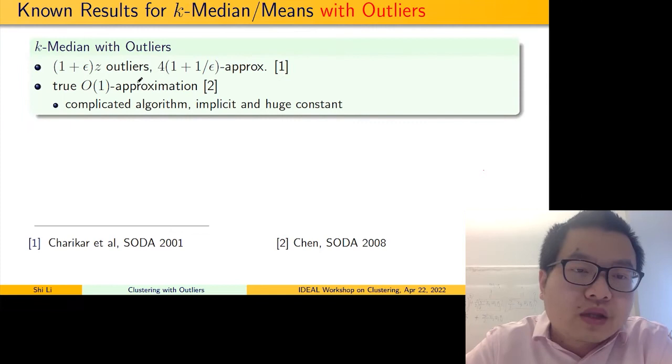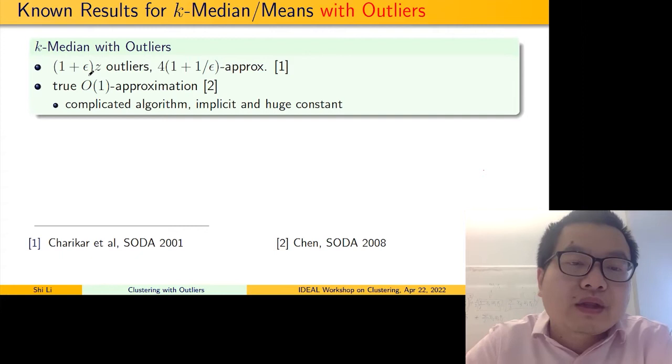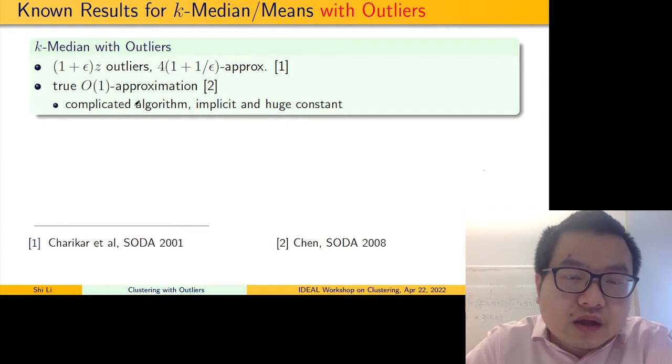So you compare your cost with the best solution with only Z outliers, but you have 1 plus epsilon times Z outliers. And the first constant approximation was given by Chen in 2008, but the algorithm he gave is quite complicated, and the constant achieved is an implicit huge constant.